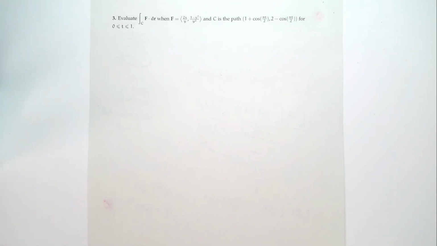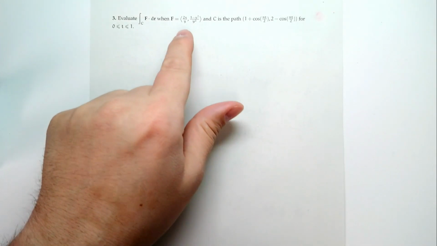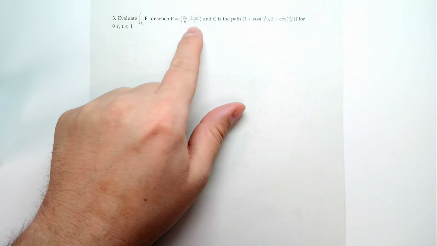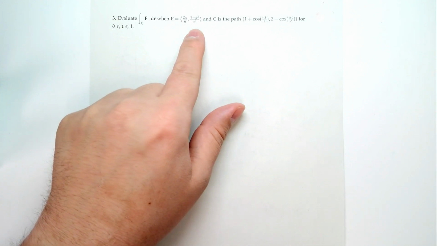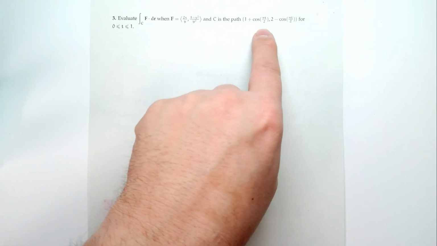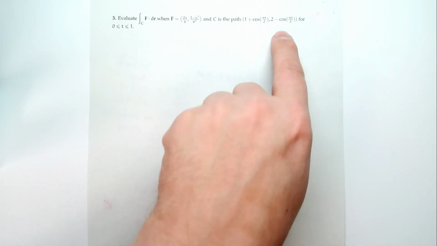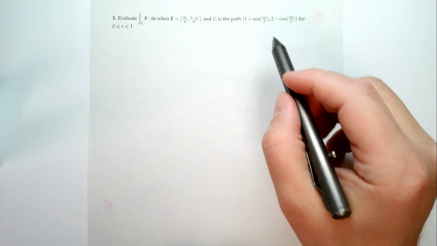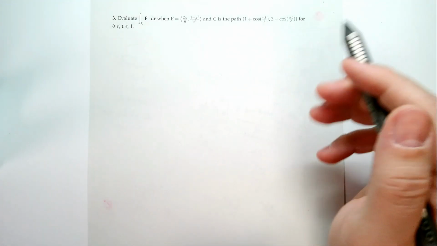Evaluate the integral along the curve of F dot dr, where F is a vector valued function, 2x over y and 1 minus x squared over y squared, and C is the path 1 plus cosine pi t over 2, comma 2 minus cosine pi t over 2, where 0 is less than or equal to t less than or equal to 1. This is actually not such a bad integral to do directly. The cosine pi t would make it unpleasant, but we could probably suffer through it. But let's not suffer through it.